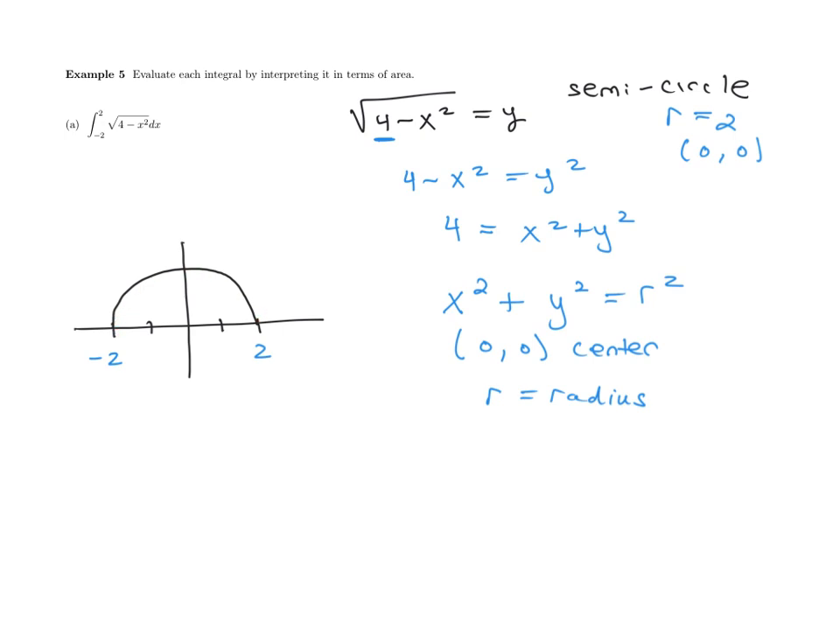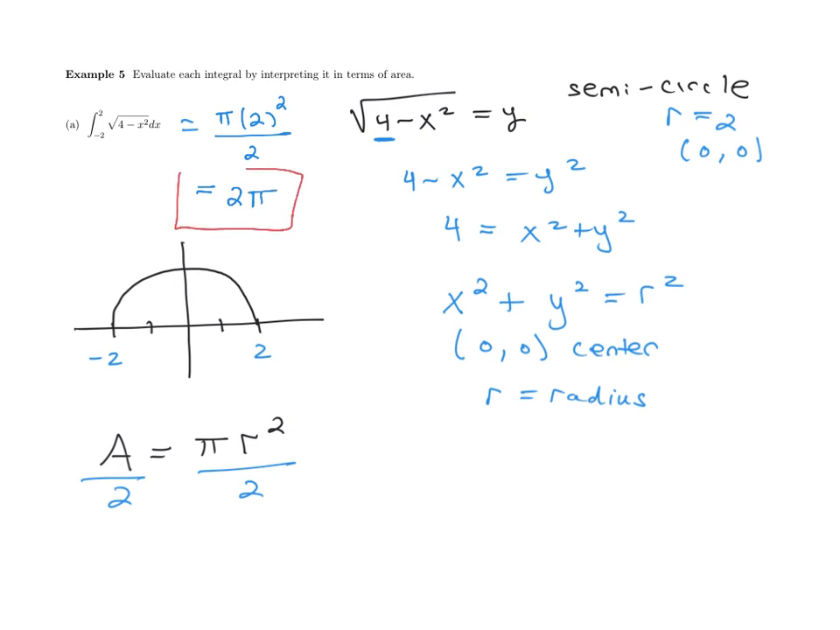It's this function from -2 to +2. What's the formula for the area of an entire circle? It's pi r squared. And we want only half of that area. So the answer to this thing is going to be, okay, well, the radius is equal to 2, so I'll take half of pi r squared. So this is pi 2 squared over 2. 2 squared is 4, 4 over 2 is 2, and the answer here is 2 pi.